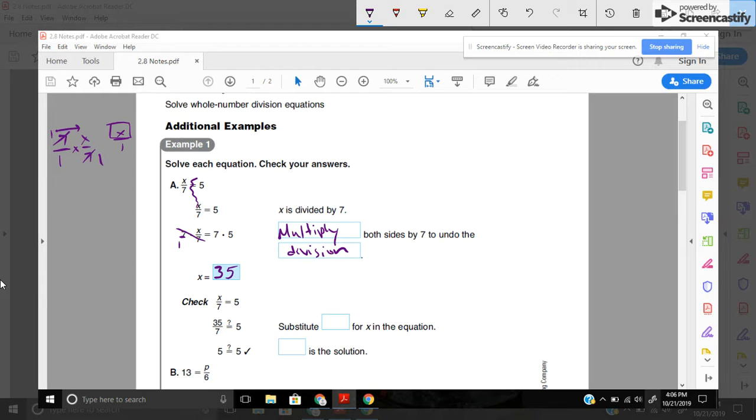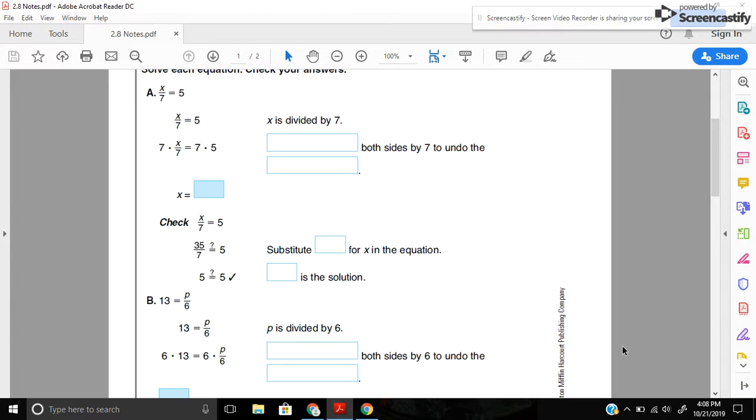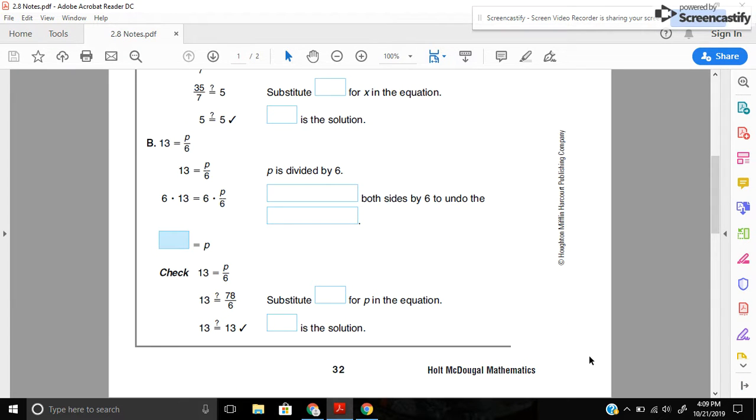Then it says check. Substitute 35 into your original equation. Is 35 divided by 7 equal to 5? Yes, it is. So substitute 35 for x, and 35 is the solution. All right, let's try another one. Let's try letter B here as well.